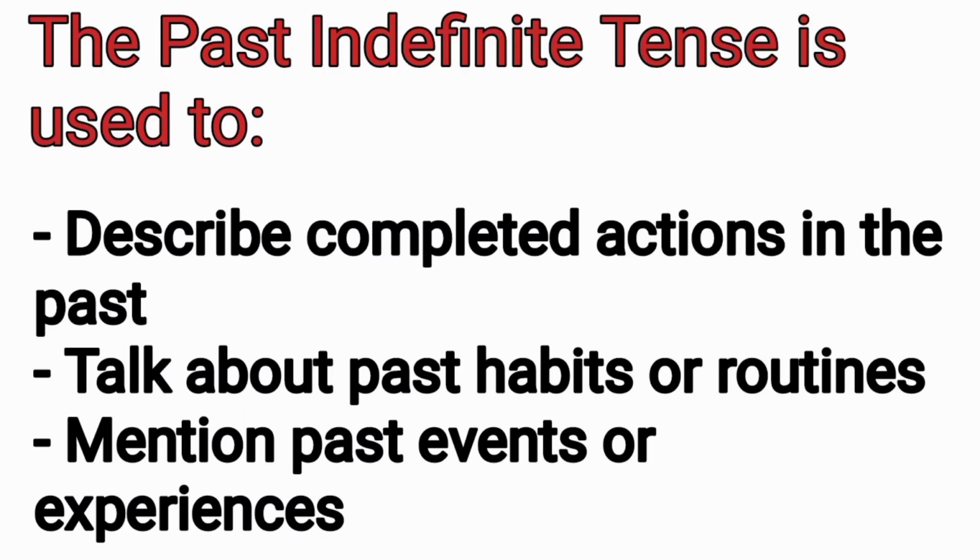The past indefinite tense is used to describe completed actions in the past. Talk about past habits or routines. You can say that we talk about these in the past indefinite tense or simple past. Mention past events or experiences. We can mention both events and experiences in the past indefinite tense.